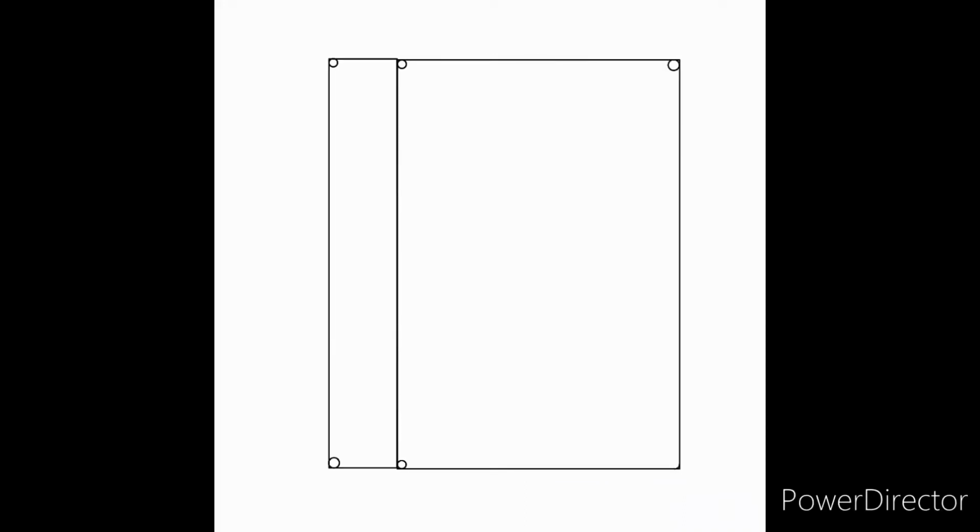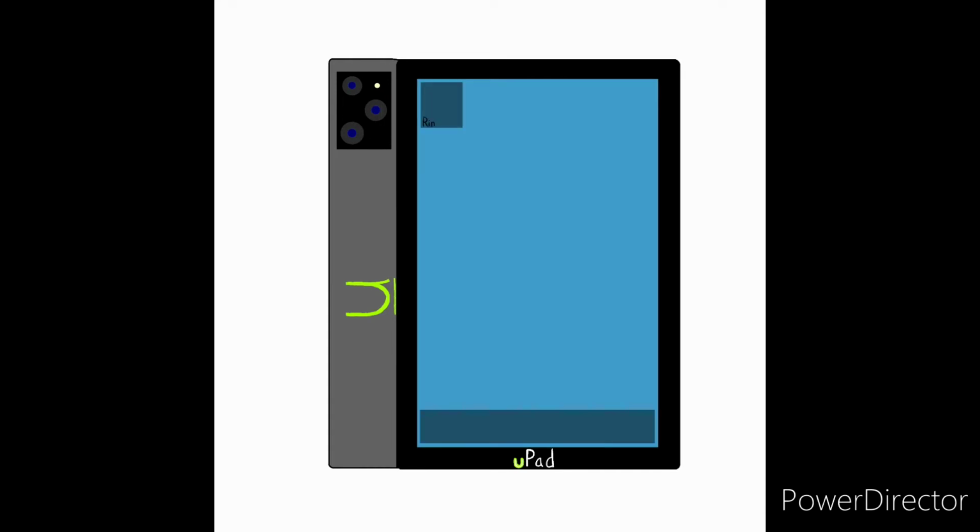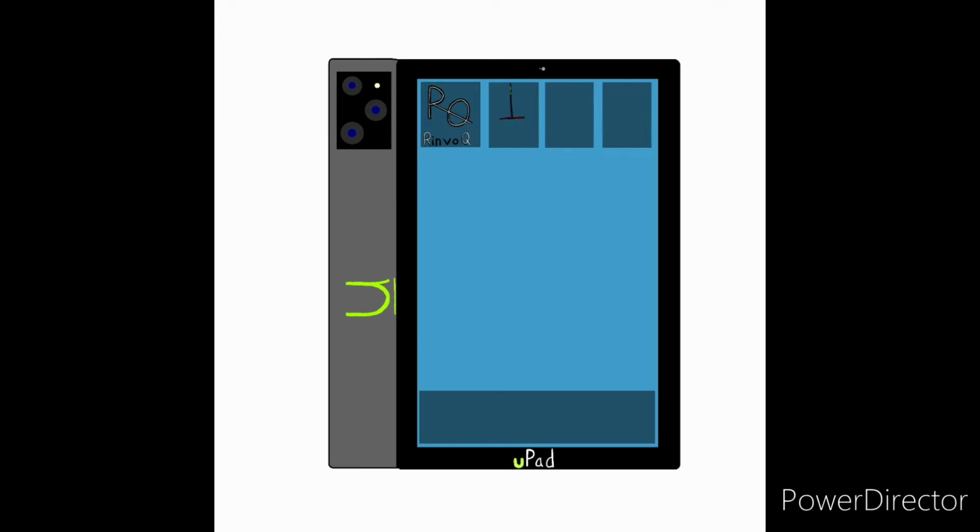So the drug we will be learning today is called Rinvoq or upadacitinib. It is represented by this U-pad instead of an iPad. And the first app on our U-pad is called RQ to represent Rinvoq. The first two apps on our U-pad represent the mechanism of action of Rinvoq.